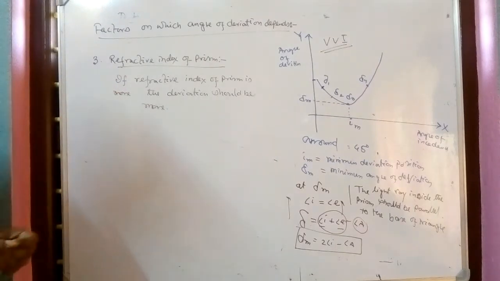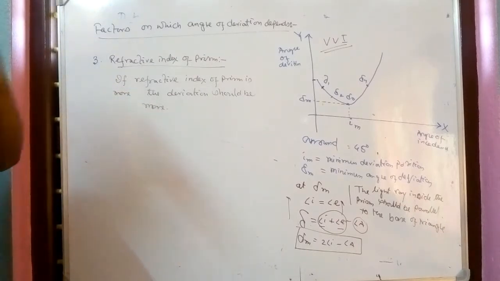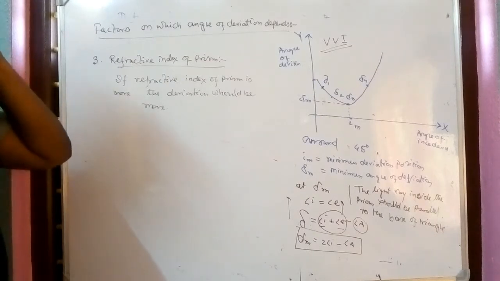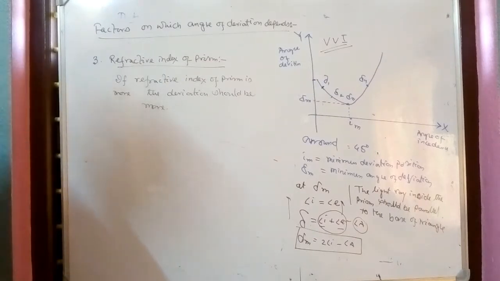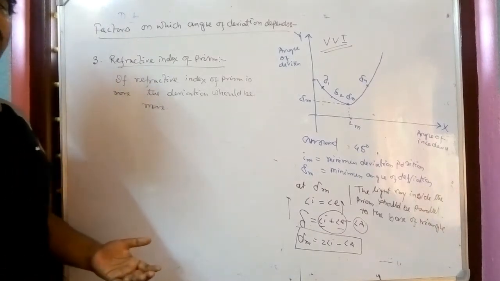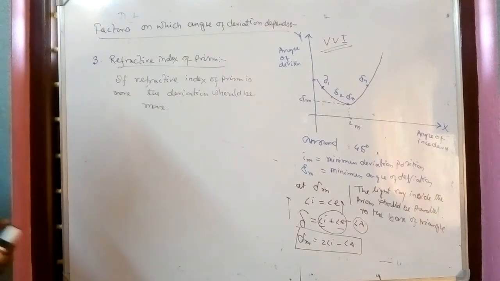More the refractive index means more the bending from its original path. It is a simple thing. More the refractive index means the optical density of that medium is more. So if optical density is more, then the speed of light is changed more also. And if the speed of light is changed more there, then the deviation will be more. So more the refractive index, more the deviation.